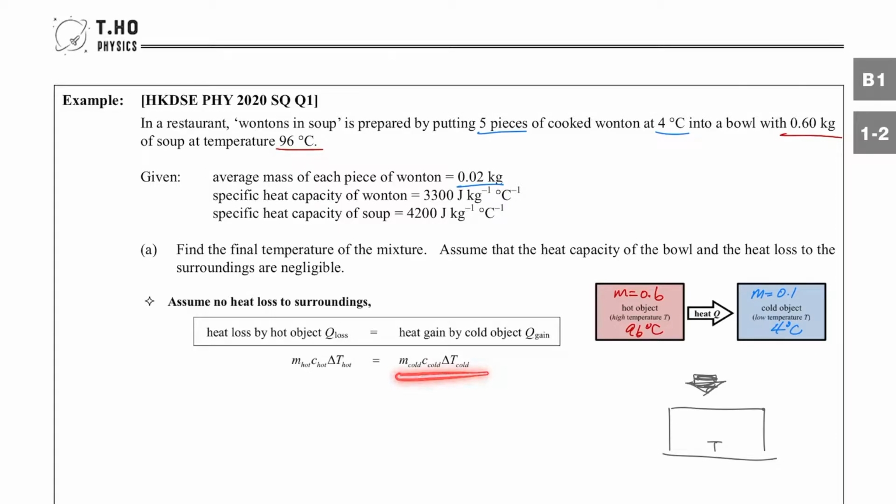So we can write that mc delta T of the hot object is equal to mc delta T of the cold object. So we can put in the numbers. For the soup, the mass is 0.6. The specific heat capacity is 4,200, just like water. The temperature change is from 96 degrees to T degrees, so delta T is 96 minus T. On the other side, for the cold wonton, the mass is 0.1, and the specific heat capacity of wonton is 3,300. The temperature of wonton changed from 4 degrees to T degrees, so T minus 4.